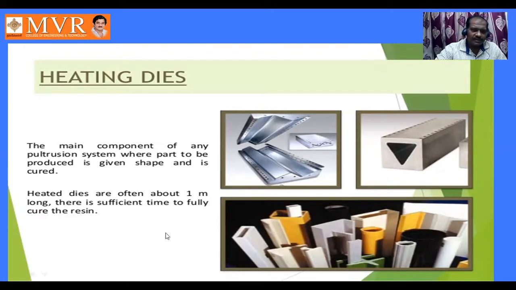Heated dies are often about 1 meter long. There is sufficient time to fully cure the resin.